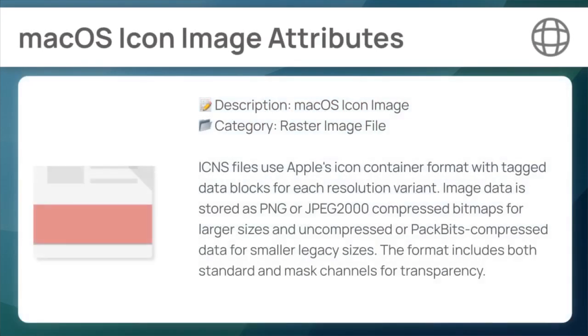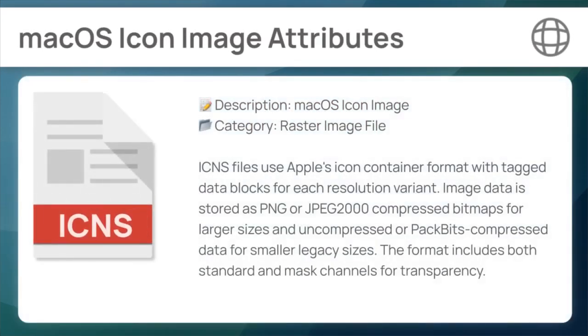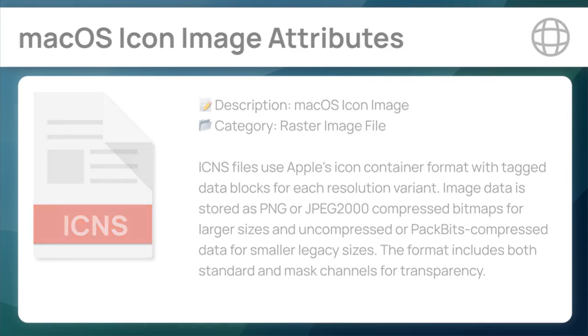ICNS files use Apple's icon container format with tagged data blocks for each resolution variant. Image data is stored as PNG or JPEG 2000 compressed bitmaps for larger sizes, and uncompressed or PackBits-compressed data for smaller legacy sizes. The format includes both standard and mask channels for transparency.